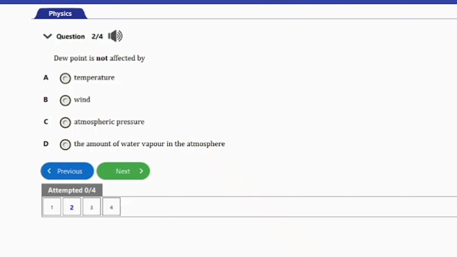So guys, the dew point is not affected by wind. It can be affected by temperature, the atmospheric pressure, as well as the water vapor in the atmosphere, but it is not affected by wind. And that's it for this question. So let's go ahead and consider the next question.